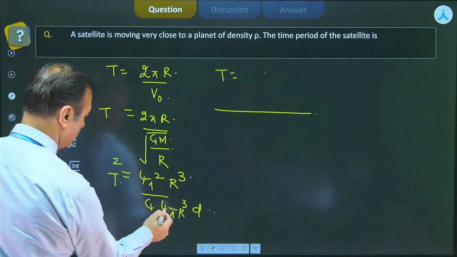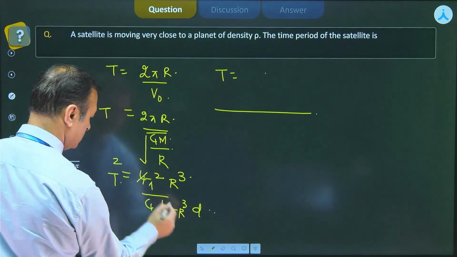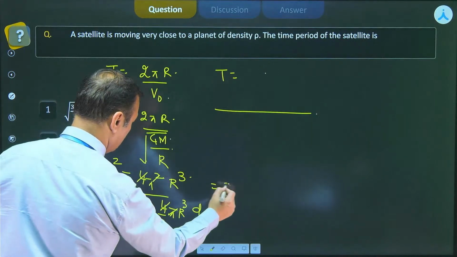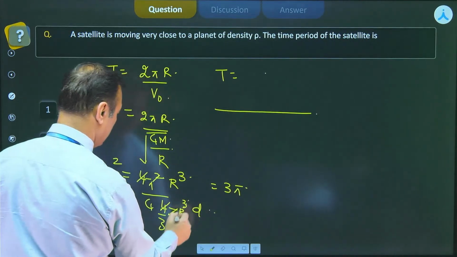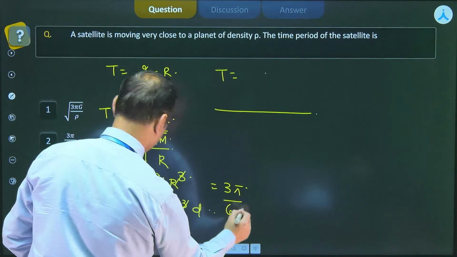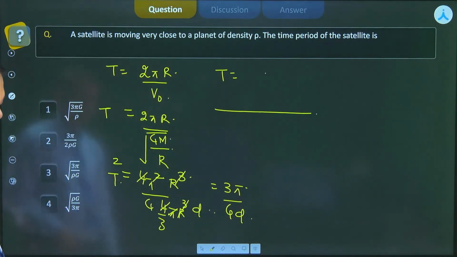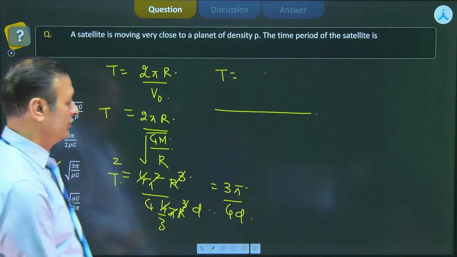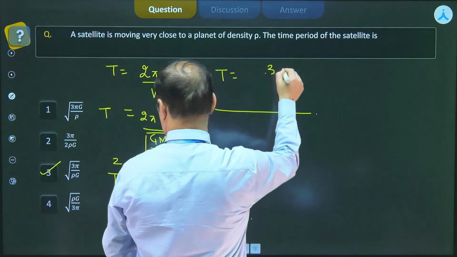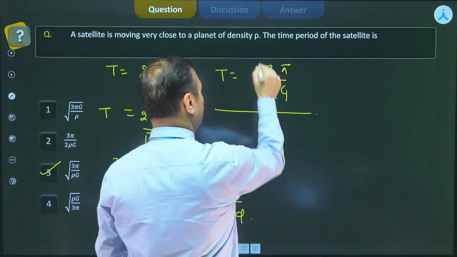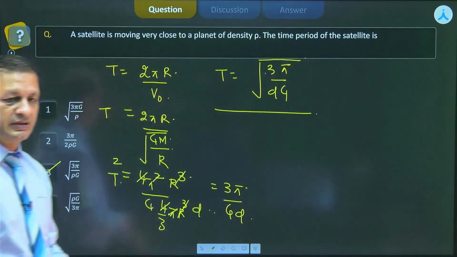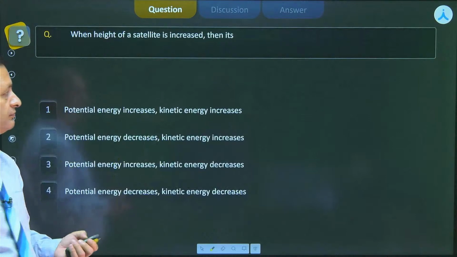You got it or not? So this 4 pi goes, this 3 pi r cube goes, and this is g times density. Is there anything else? And this is T square, and when you take the root, 3 pi root, this is the answer, because this is T square. Got it or not? So T is 3 pi by density into g under the root. This is the answer. Shall we move?